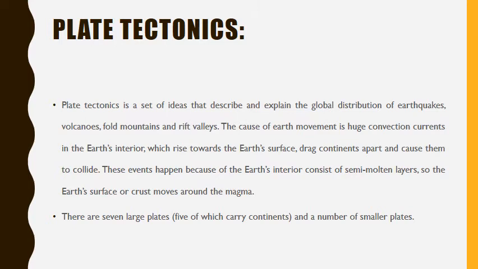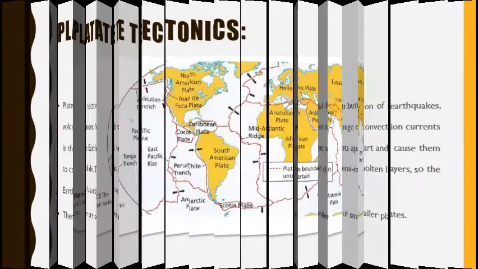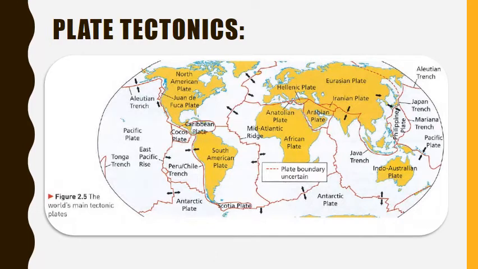There are 7 large plates, 5 of which carry continents, and a number of smaller plates. You can see in the picture the names of those 5 main plates and a number of smaller plates.